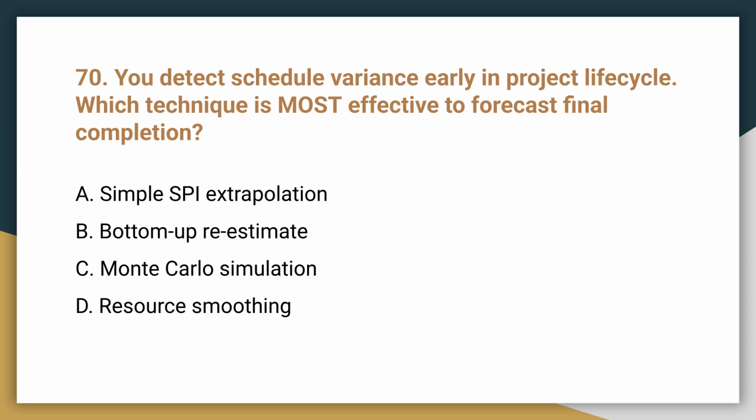Question 70. You detect schedule variance early in the project lifecycle. Which technique is most effective to forecast final completion? The most effective technique is C. Monte Carlo simulation. Probabilistic forecasting gives better insight into completion dates early in the project.